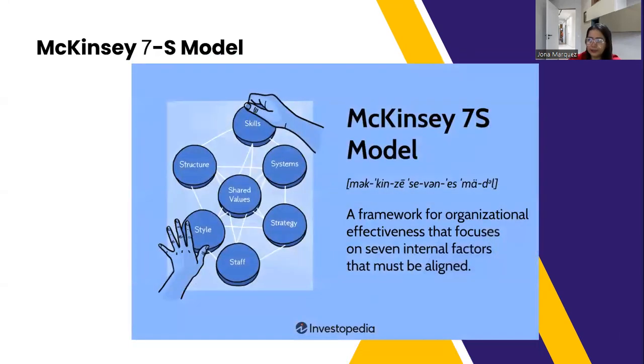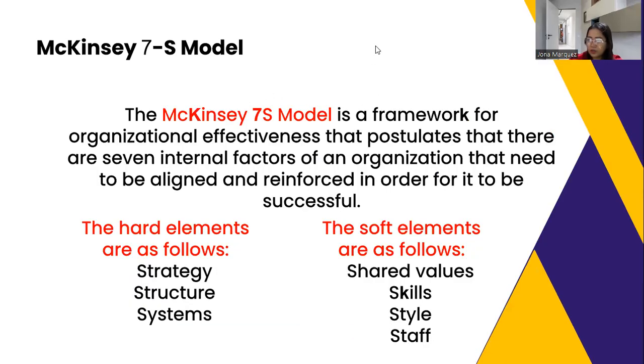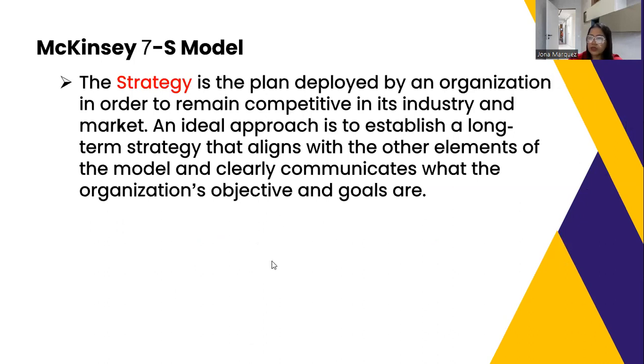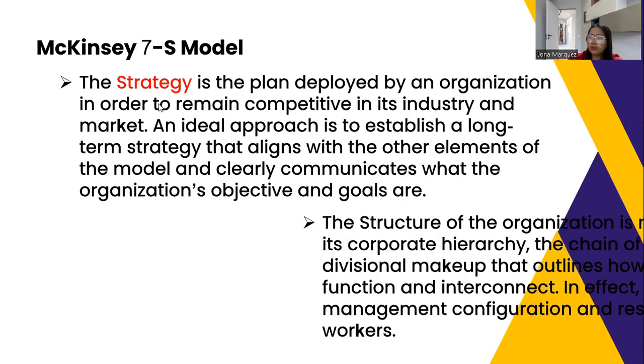Ito yung last, McKinsey 7S model. Okay, it is a framework of organizational effectiveness that focuses on 7 internal factors that must be aligned. Ayan yung 7. Isa-isahin natin. Ito yung hard elements, including strategy, structure, saka system. Meron din naman tayong soft elements, kasama skills, style, staff. So, I am going to send you this PDF, ayan yung mga definition lang naman ng bawat S.